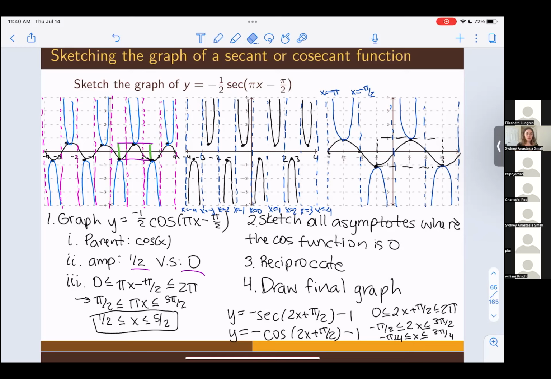Thank you. If you can take this and just say, okay, what's my reciprocal function? And then just graph the reciprocal function, graph that sine or cosine wave, whatever it looks like, that's half the battle.